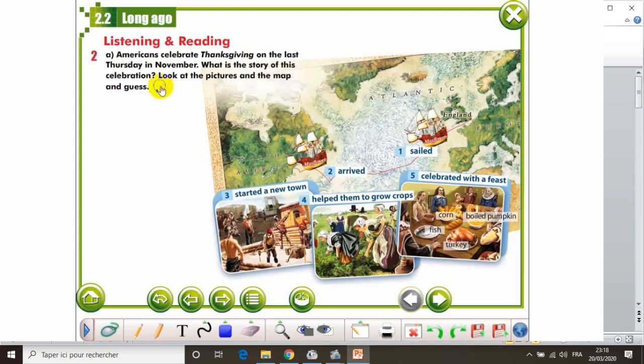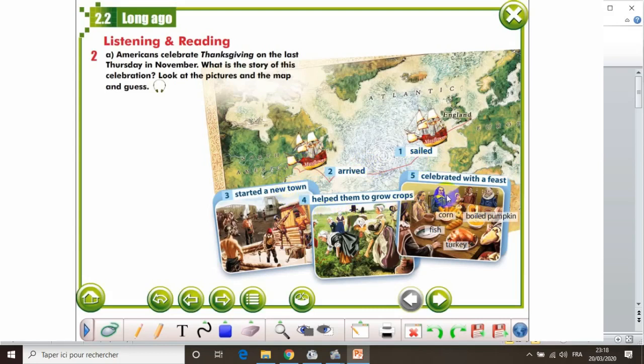The Pilgrims sailed from England to America. They started a new town. The natives helped them grow crops. They celebrated the harvest with the natives with a feast. There was turkey, pumpkin, and corn.